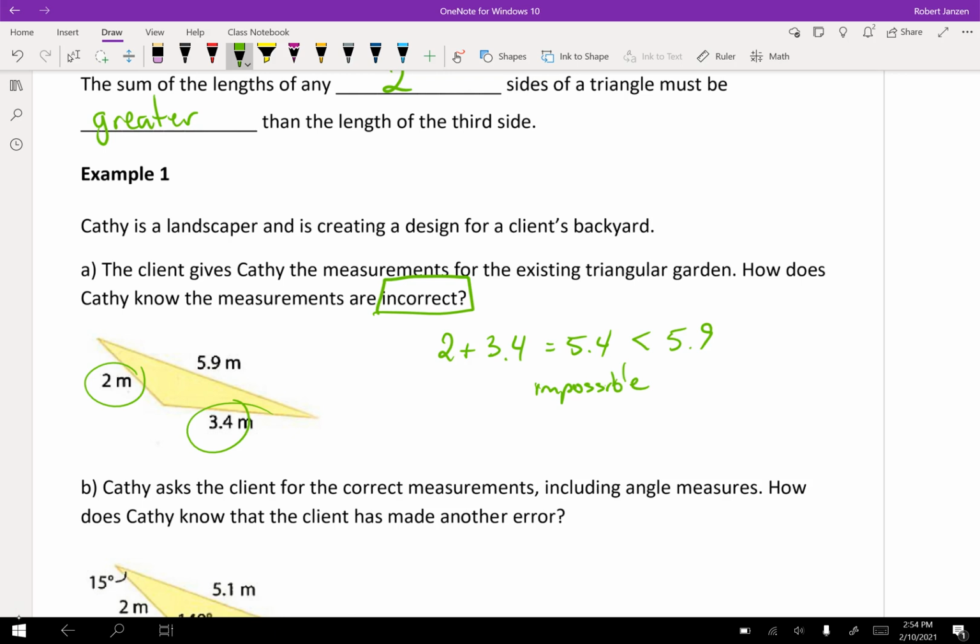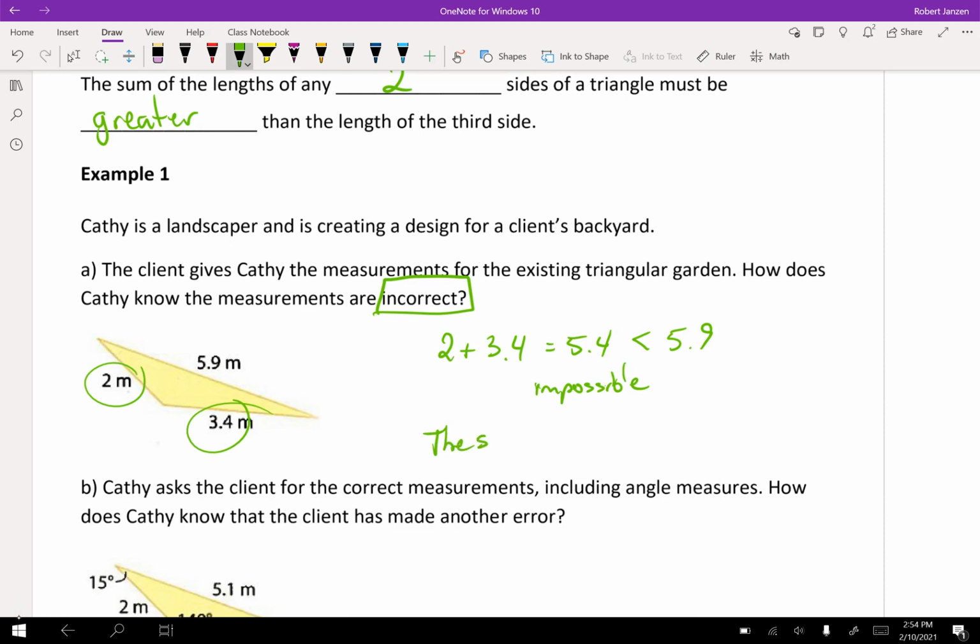Well, here's why. If I take the lengths, 2 meters and 3.4 meters, they add up to 5.4. That's the furthest they could be across. They couldn't be any further. How in the world is 5.9 going to join those two ends? It's longer than that. Okay, so we know that any two sides, when you add them up, always have to be bigger than the third side. Always have to be bigger. In this case, they're not.